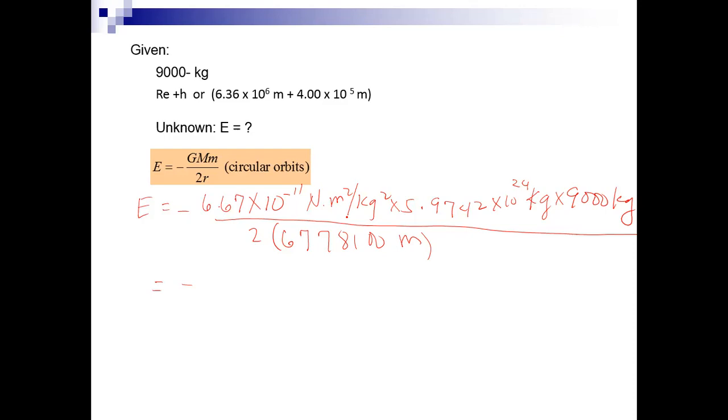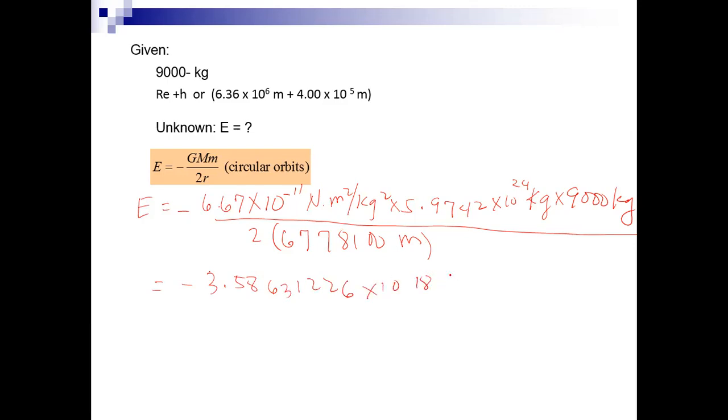Okay, 6. For a moment, multiply lang natin. Ayan. So, meron tayo dyan. Lagay ko na dito. It will be 3.58, 6, 3, 1, 2, 2, 6 times 10 to the 18.